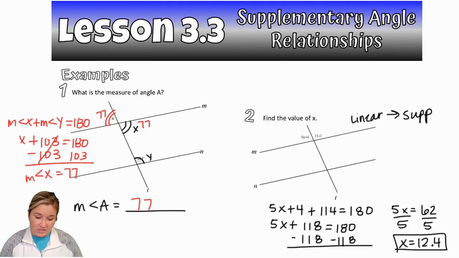So what I did here is I just added the two angles. I have the blue angle written right here, and then I have this red angle written right here, and I add those two together. They make 180 because we know a linear pair is supplementary.